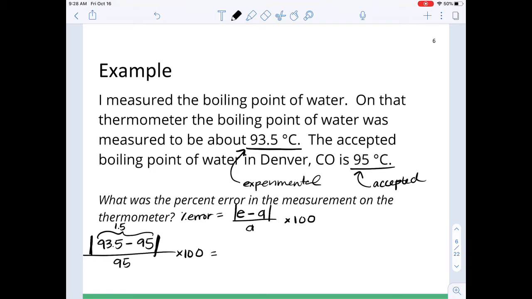The answer that I end up getting is about 1.58% error. All right, so these are kind of the units for percent error. You always want to make sure that you have some sort of a label, not just the number. So this is a very low percent error. Again, the closer to 0, the better the calculation or better the measurement. Okay, so this isn't too bad.